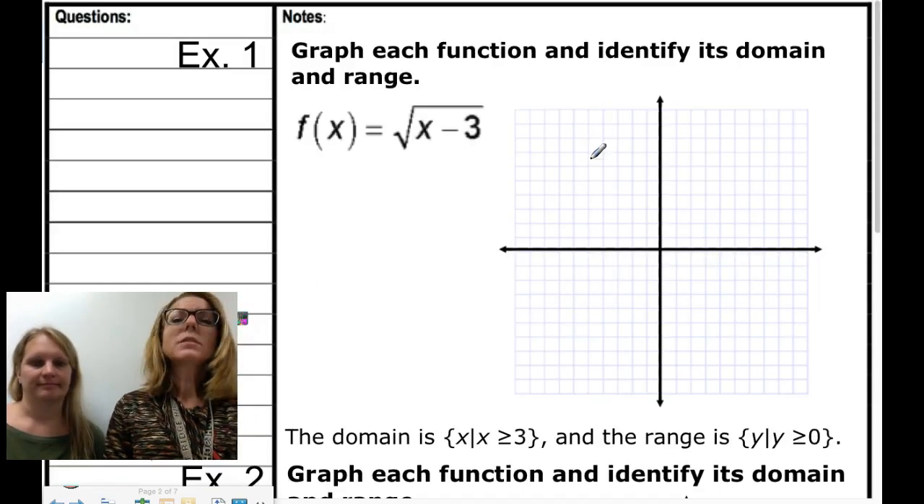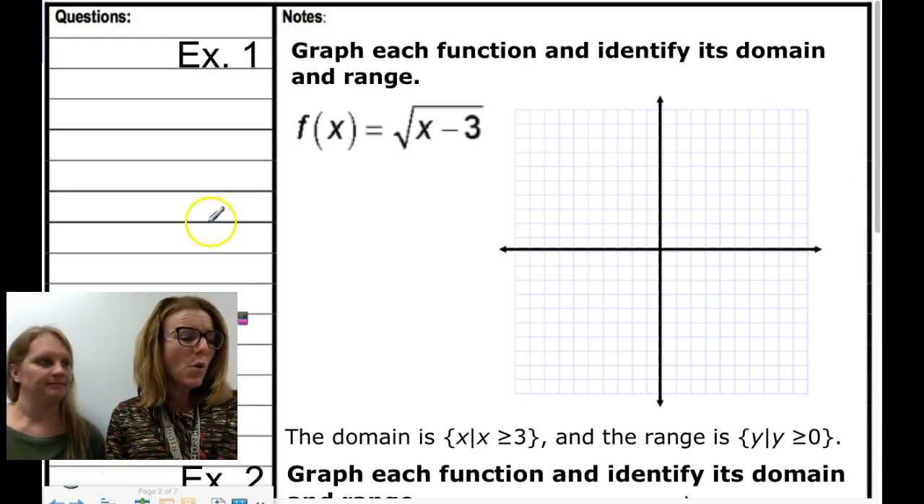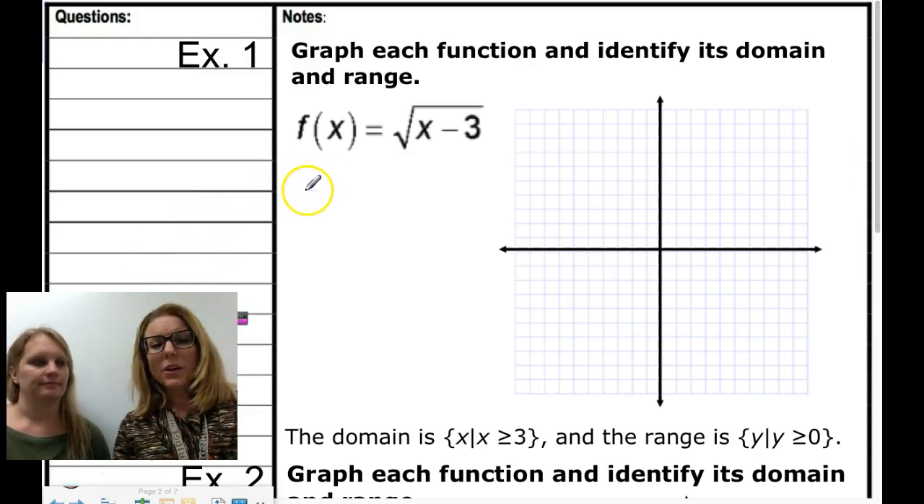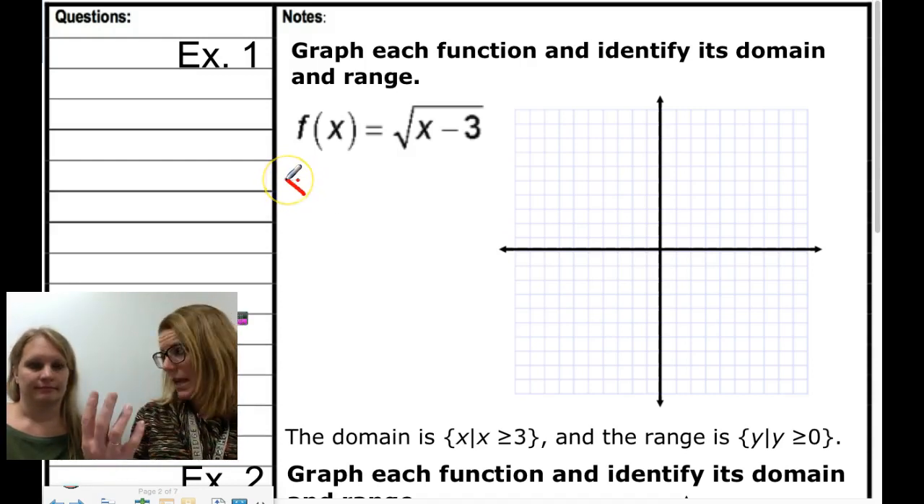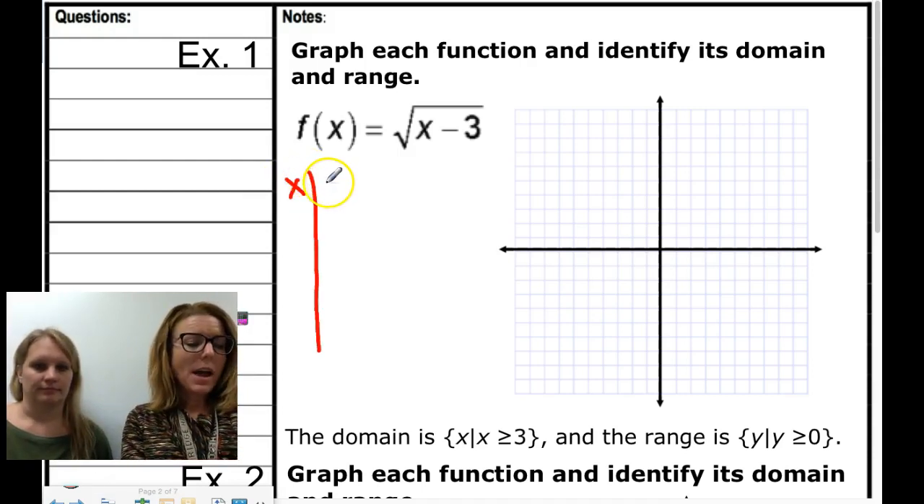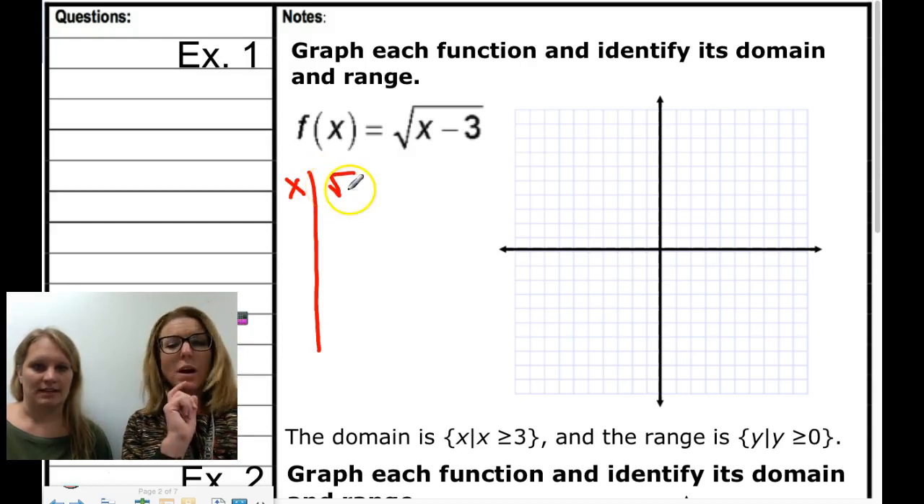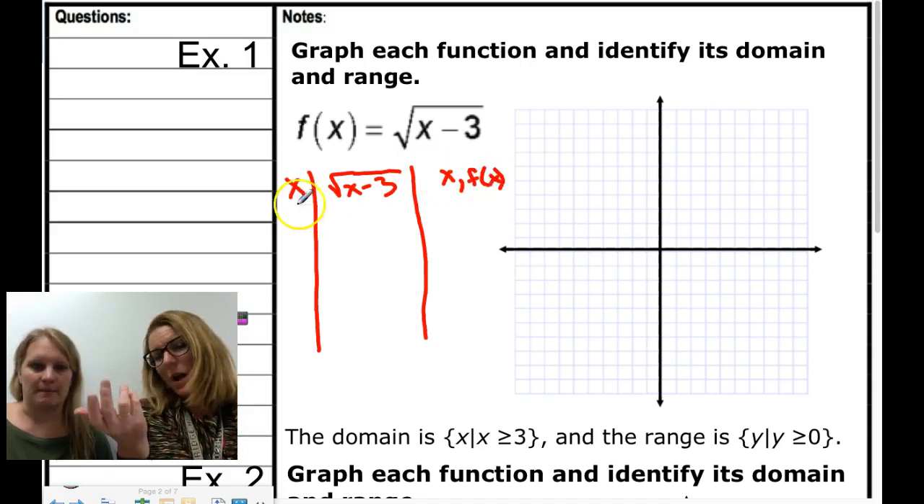Graph each function and identify its domain and range. That's what we're going to do right now. Yes, we have calculators, but I want to show you how you can make a table for this kind of graph. So we're going to have an x, and then a y, or f of x. Either way, because y and f of x mean the same thing.